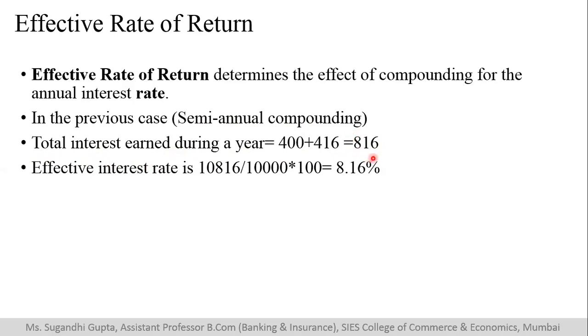It means you have got 16 rupees extra on 10,000 rupees. So if you have to calculate an effective rate of interest, it would be the total return after 1 year. So the value is 10,000 plus 816 divided by the initial investment. If you do this, you get a return of 8.16. It means even if the bank has promised you a return of 8%, you are basically getting a return of 8.16%.